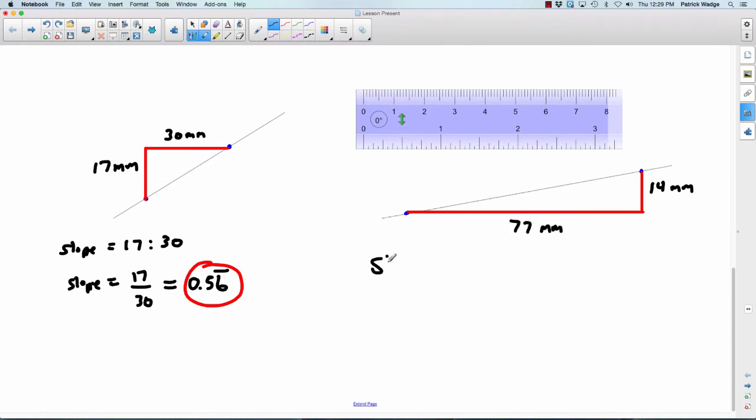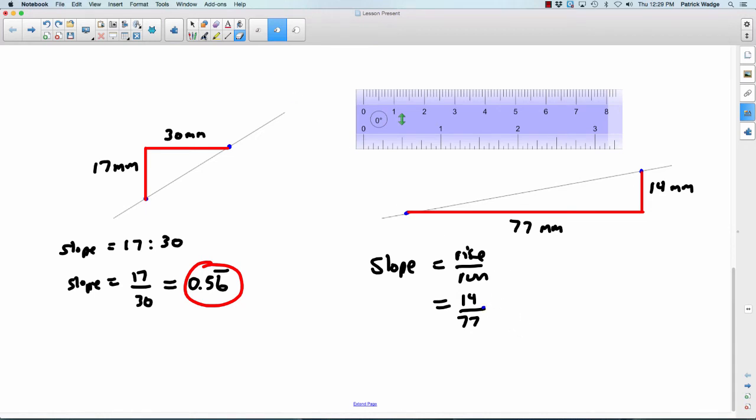How do we get slope? In case you don't remember, I'll write the formula. It's rise over run. Well, our rise amount is 14 millimeters, and our run amount is 77 millimeters. Again, look, you got the same units, so those units just cancel right out. So this could be your answer right there. The slope is 14 over 77. But it's hard to compare 14 over 77 with 17 over 30, is it? It's hard to tell which one's bigger unless you're really good with fractions.